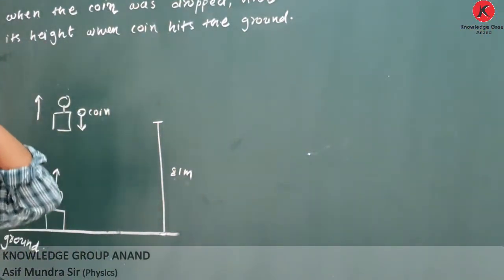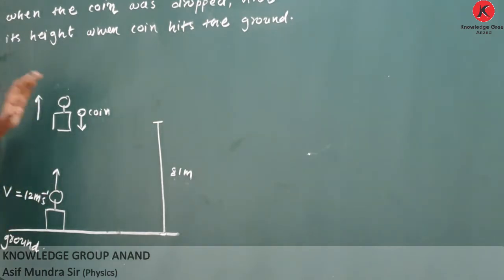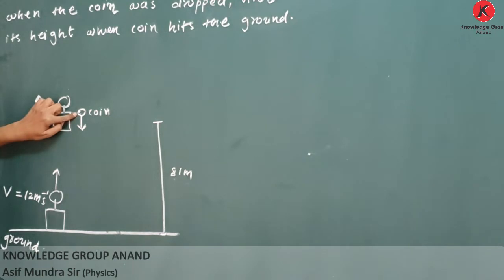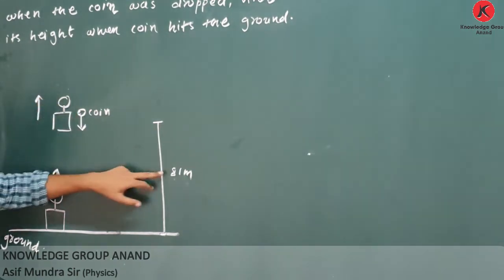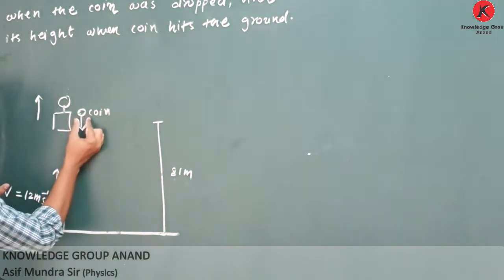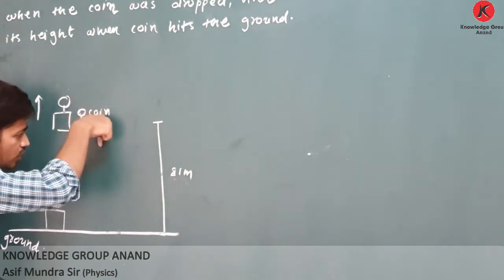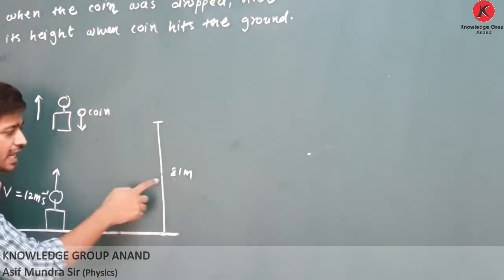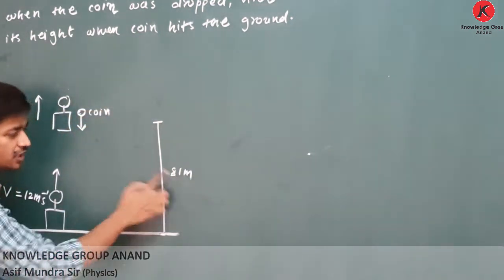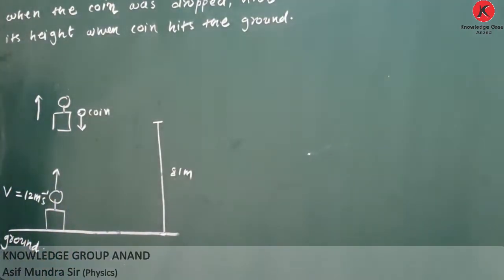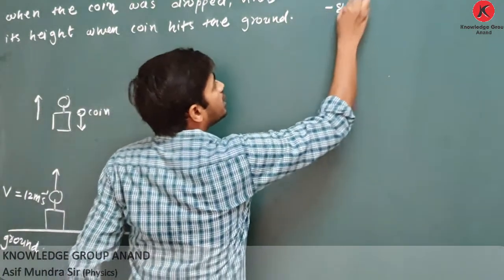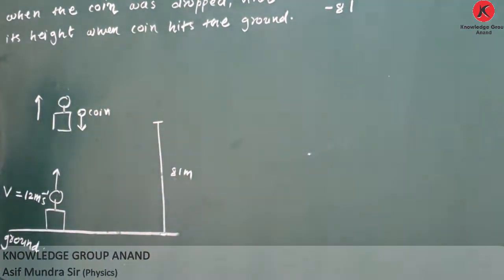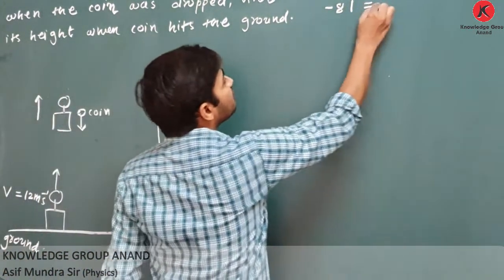Now see, the most important thing is how to put the values. See carefully. The coin is dropped from this point, from height 81, and it is moving in the downward direction. To reach the ground, it will travel 81 meters in the downward direction. So x you have to take as 81. Clear about this? Okay, is equal to v0t.